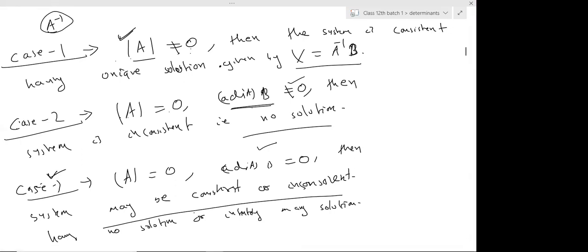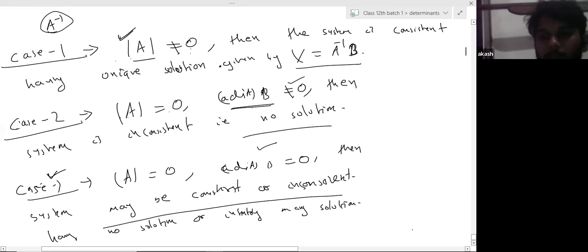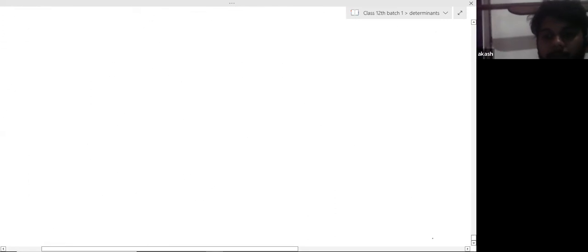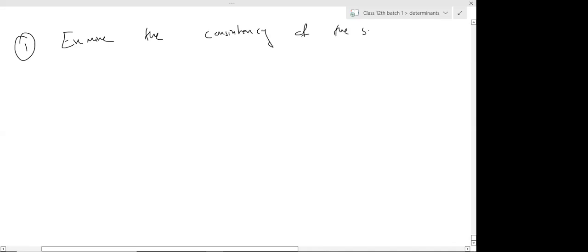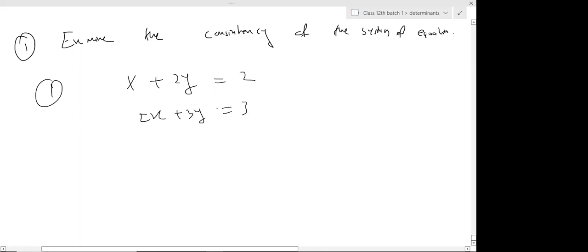All right, then let's solve one question. Examine the consistency of the system of equations: x plus 2y equals 2, 2x plus 3y equals 3.